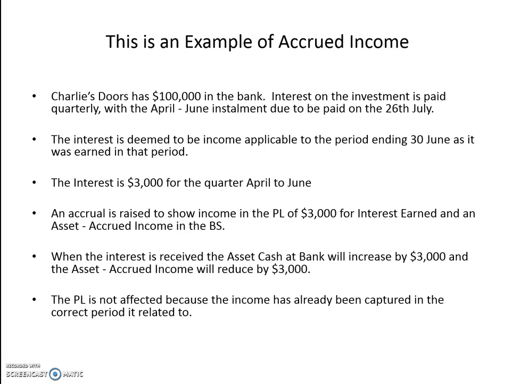An accrual is raised to show the income in the profit and loss of $3,000 for interest earned and an asset, accrued income, in the balance sheet. When the interest is received, the asset, cash at bank, will be increased by $3,000 and the asset, accrued income, will be reduced by $3,000. The profit and loss is not affected because the income has already been captured in the correct period that it relates to.